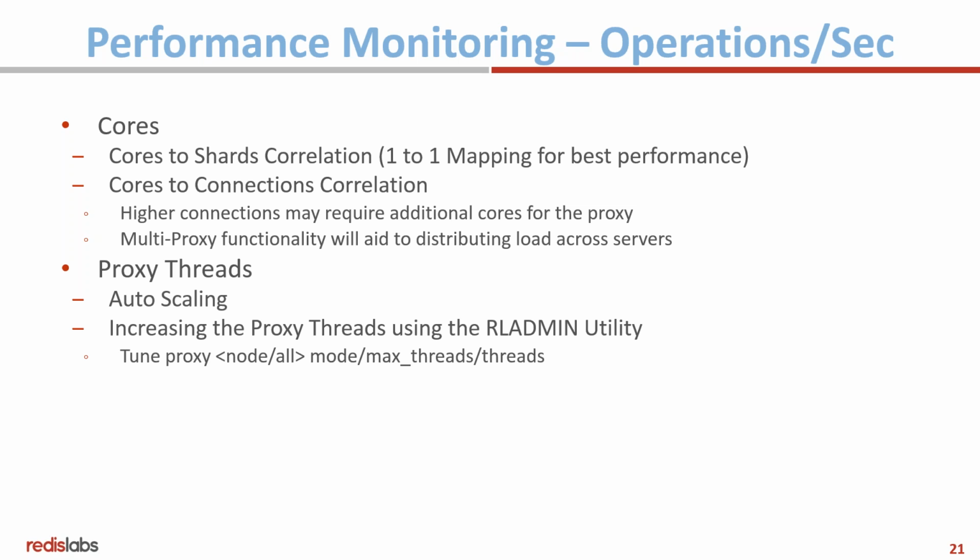There's another piece that is extremely important, and that's the proxy threads. Typically this is auto-scaling, and we normally don't recommend that you change it, but we have had situations where customers had to do it. That's the command you use. You can use the rladmin utility to toggle the number of threads. However, the disclaimer is, should you feel you need to do that, you should get back to Redis Labs support and confirm that it's a requirement and that indeed is the problem, so they can analyze the logs and confirm it, and then you increase the number of threads.